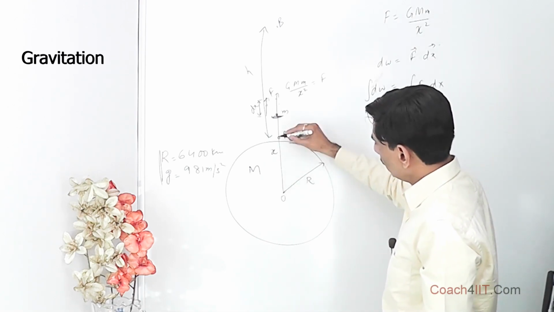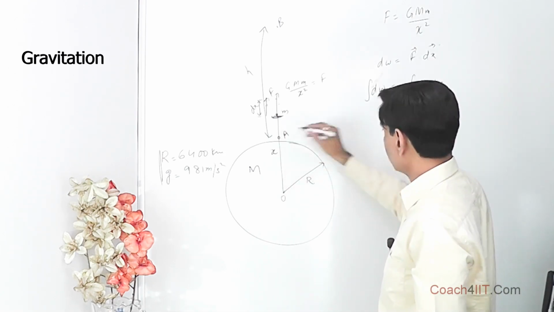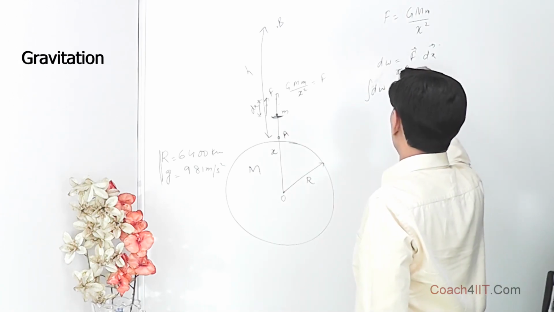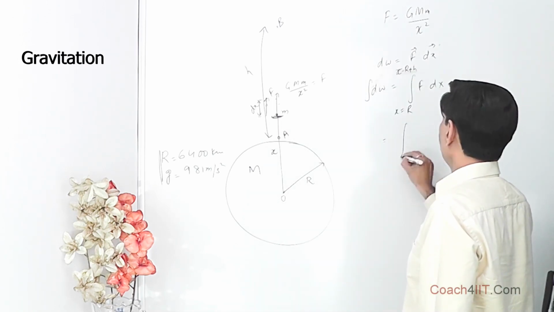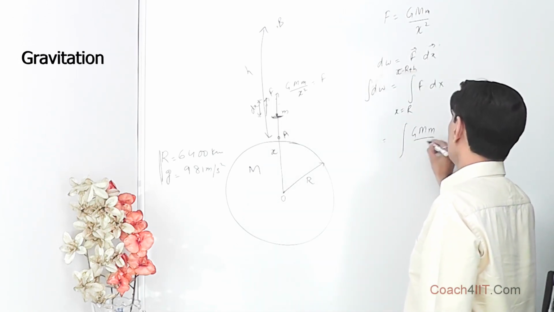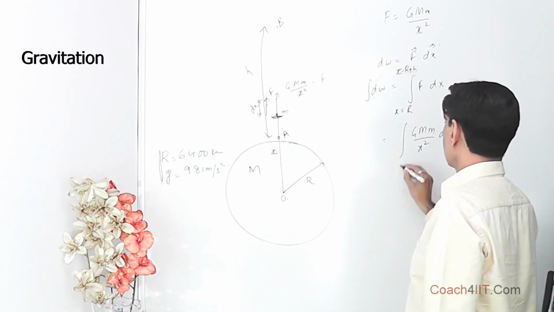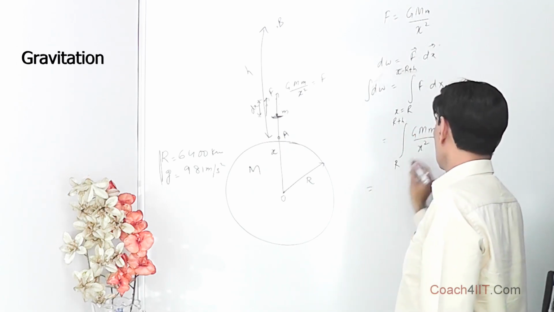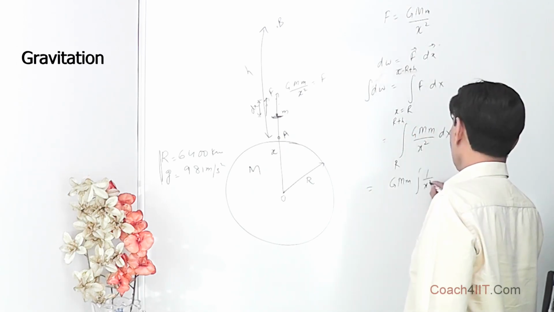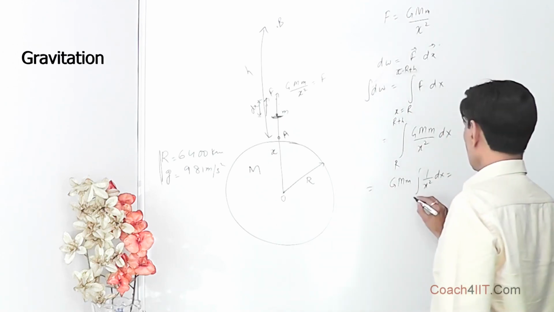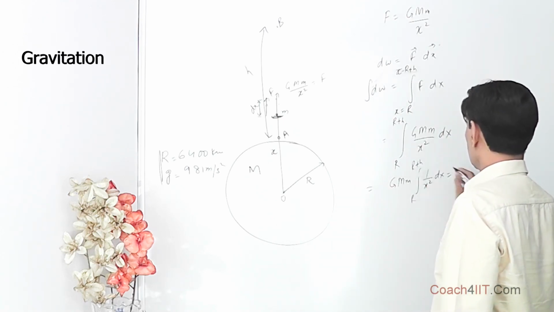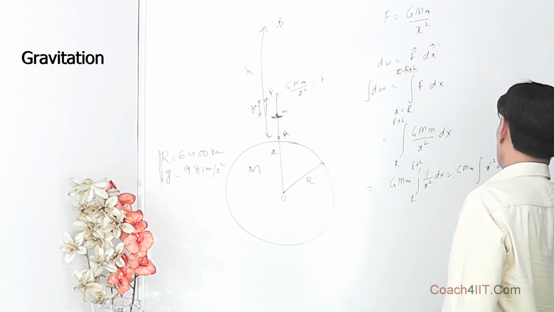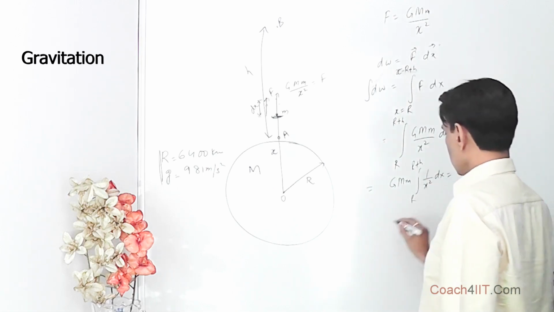Initially the body is at a distance x equal to the radius of earth, and then it goes to x equal to r plus h. So this comes out to be the integral of GMm over x square dx from r to r plus h. GMm is constant, so this is GMm times the integral of x to the power minus 2 dx with these limits.